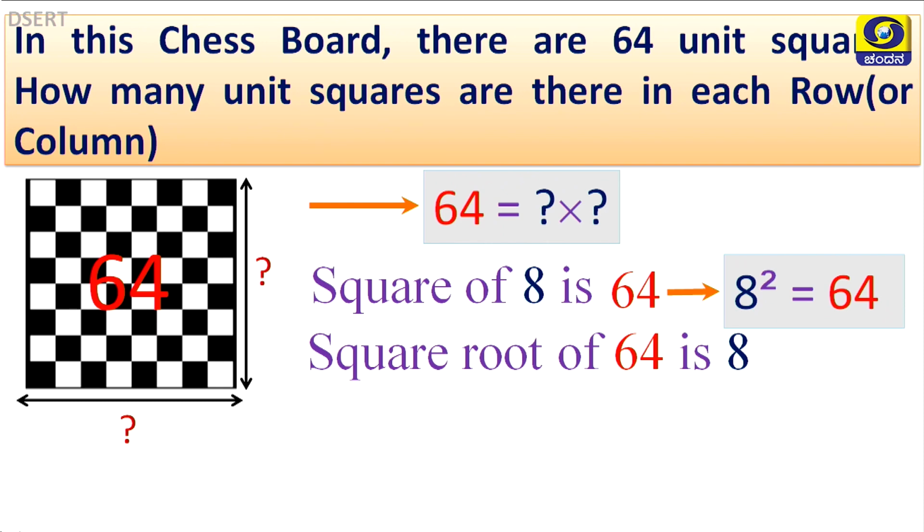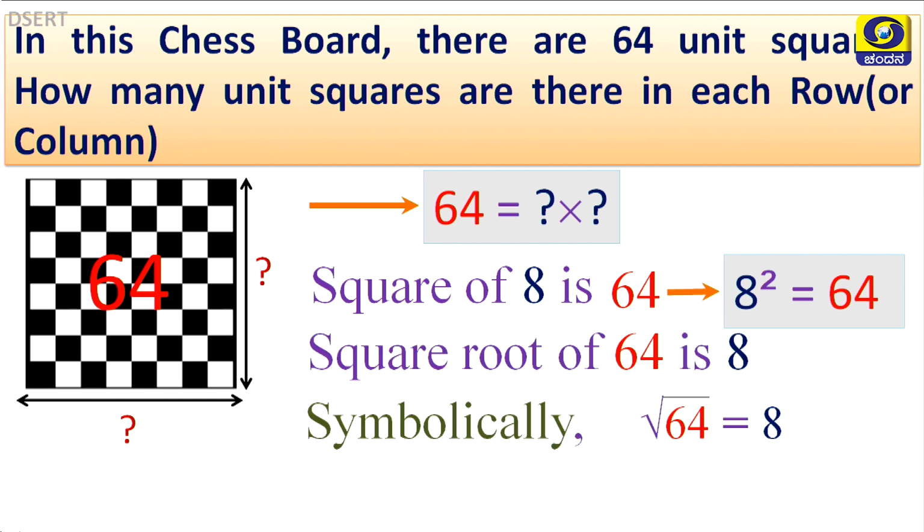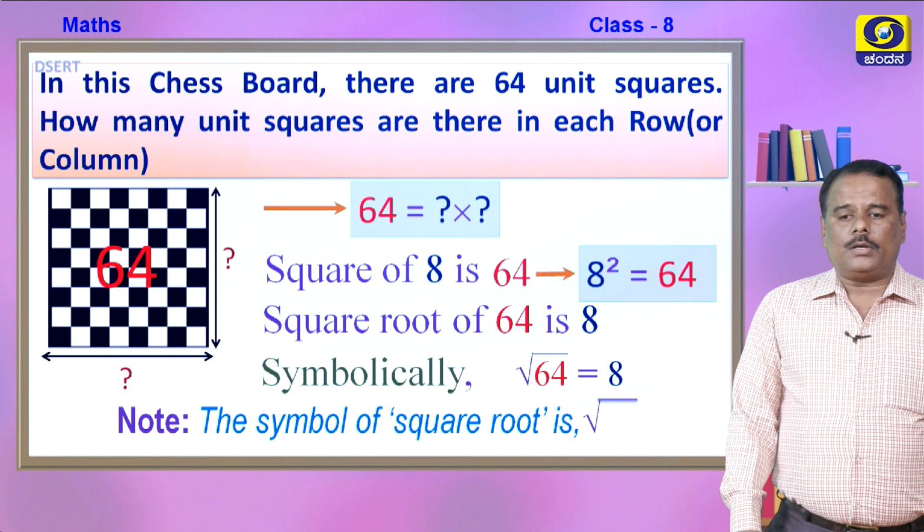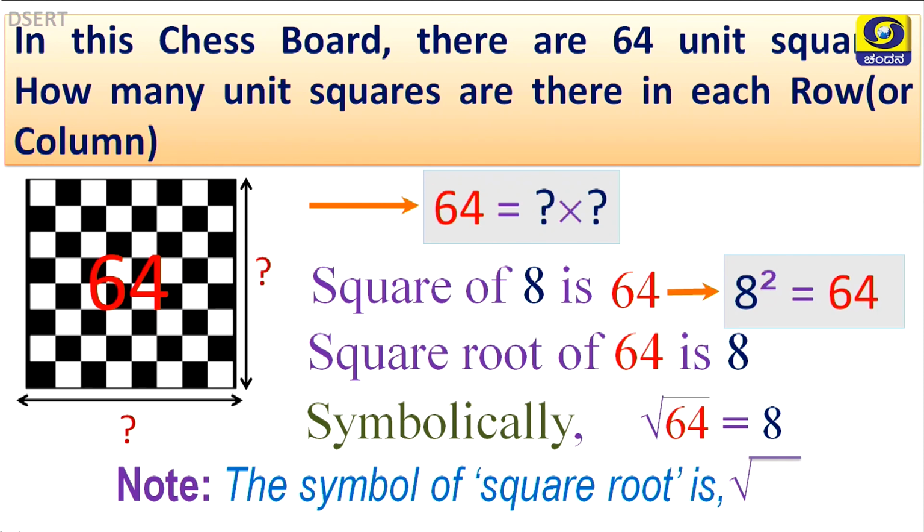We write this symbolically, the symbol is put over 64. Square root of 64 equals to 8, and the symbol we are using here is a symbol for square root. So, whenever we use this symbol, we have to understand that this is a symbol of square root.